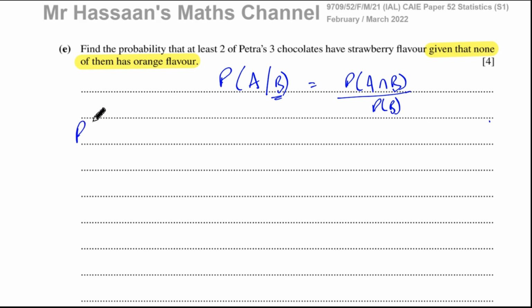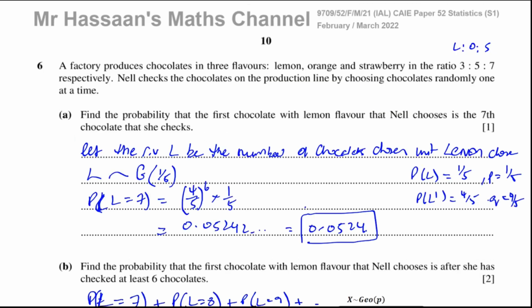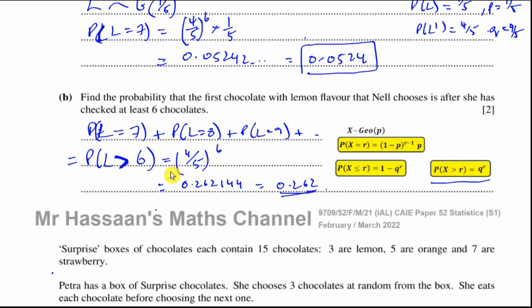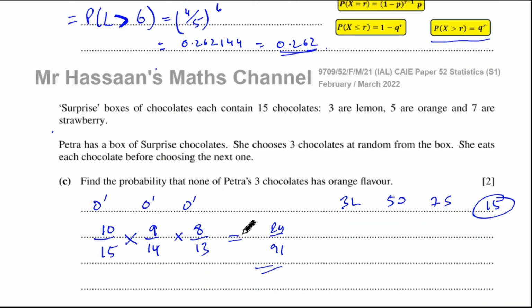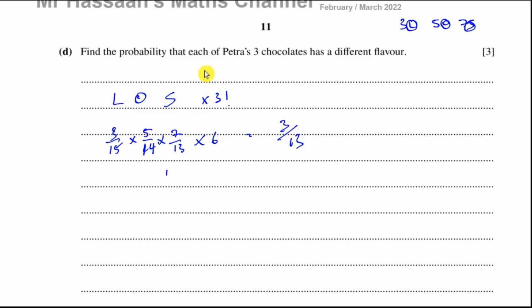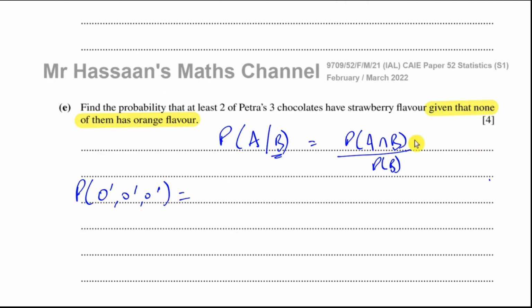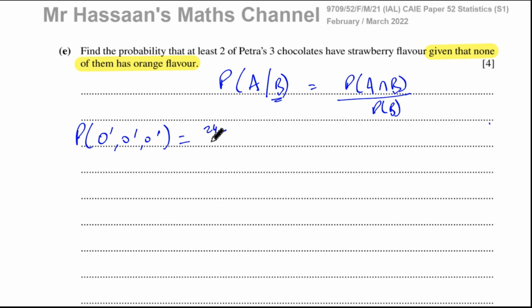So in this case, the probability of not orange, not orange, not orange. We already have that as our denominator from part C, which is 24 over 91. So we already have this 24 over 91. That's our denominator. So this is going to be the probability of not orange. And on the top, we're going to have at least two strawberries intersection with non-orange.